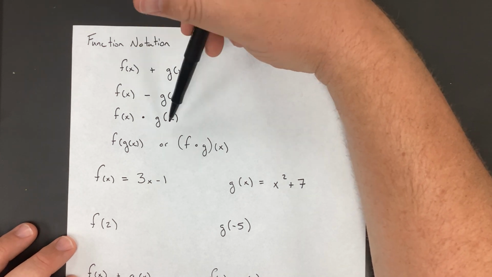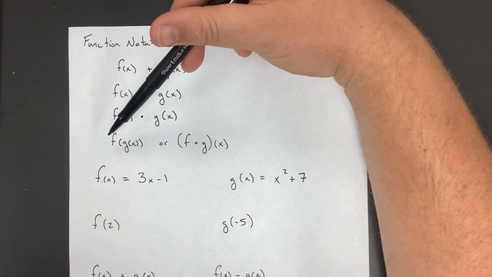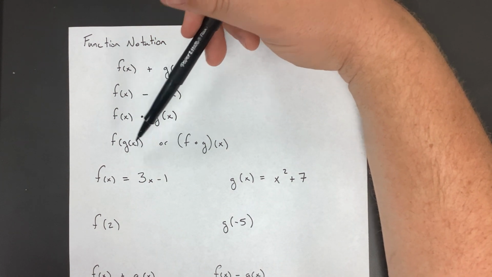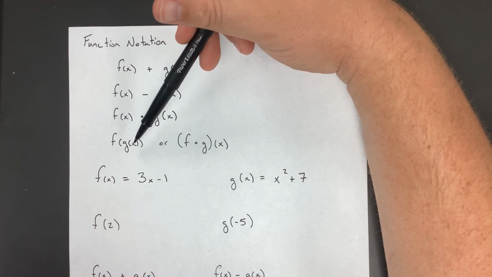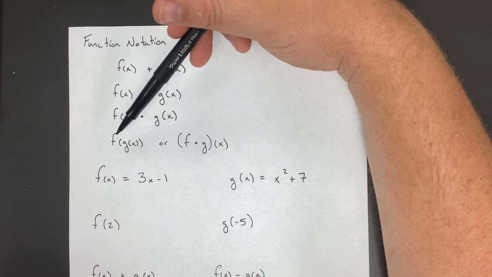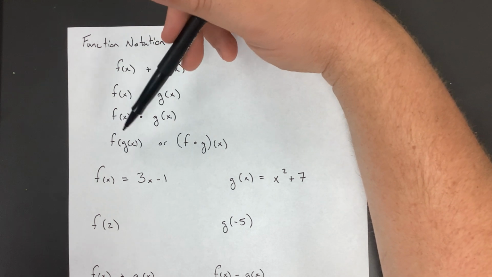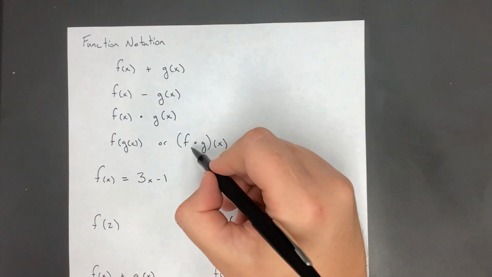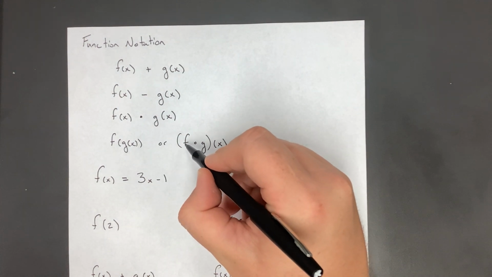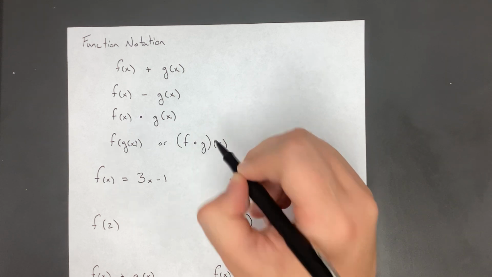We may subtract them, multiply them, or we may actually plug one function into another. This is f of g of x, where whatever the g of x function is equal to, we plug that in for x into the f of x function and write a whole new function. This can be written with g of x inside the parentheses, or we may see f with an open circle. This is not saying f times g, this is f of g of x.